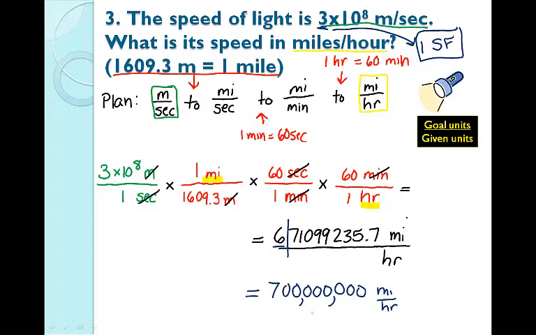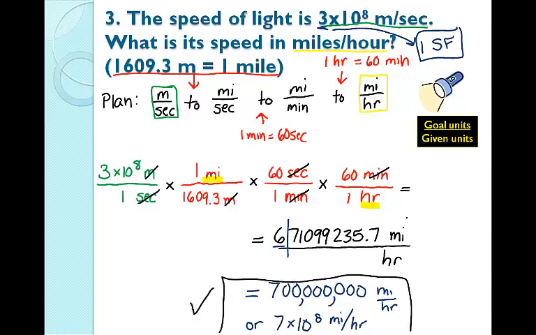So it looks like we have 700 million miles per hour, or if you wanted to put that into scientific notation, you could say 7 times 10 to the 8th miles per hour. And again, that's reasonable because light travels pretty darn fast.